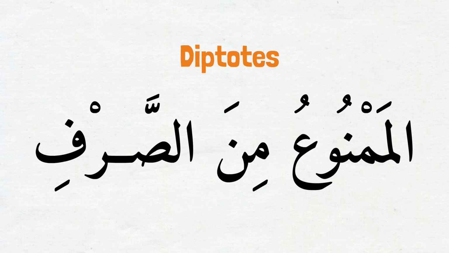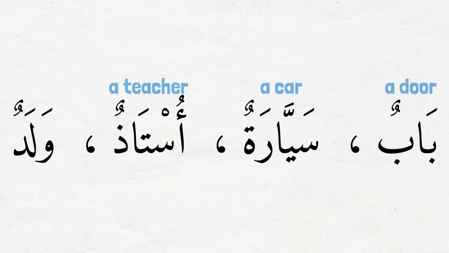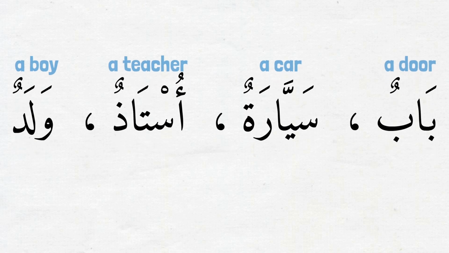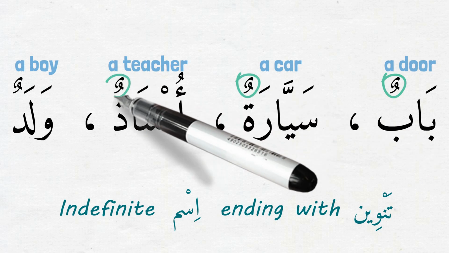If you don't remember what it is, I strongly suggest you go back to our video for lesson 9 and part 2, where we introduced the concept of الممنوع من الصرف for the first time. We know that the majority of ism type words in Arabic end with TANWEEN. For example, let's take the words باب, a door, سيارة, a car, استاذ, a teacher, and ولد, a boy. As we can see, all of these words are indefinite, نكرة, and so they end with TANWEEN.